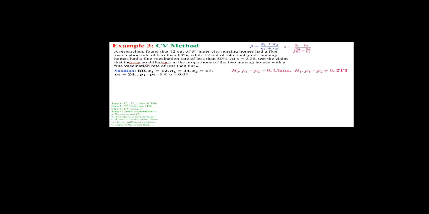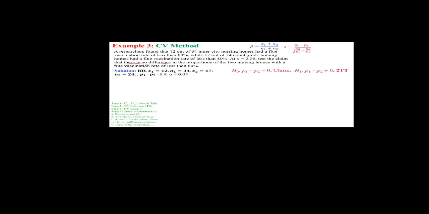There is no difference. If there is no difference, what does it mean? P1 minus P2 equals 0 is the claim. So again, the claim doesn't have to be H1. Let's see what happens now. We do a calculation. To do the calculation for test statistic, take a look at the top, Z.